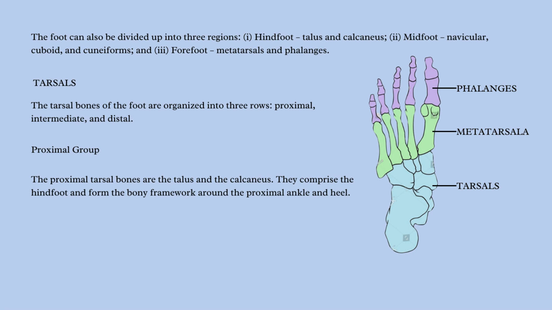The foot can also be divided up into 3 regions: hindfoot, talus and calcaneus; midfoot, navicular, cuboid, and cuneiforms; and forefoot, metatarsals and phalanges. The tarsal bones of the foot are organized into 3 rows: proximal, intermediate, and distal. The proximal tarsal bones are the talus and the calcaneus. They comprise the hindfoot and form the bony framework around the proximal ankle and heel.